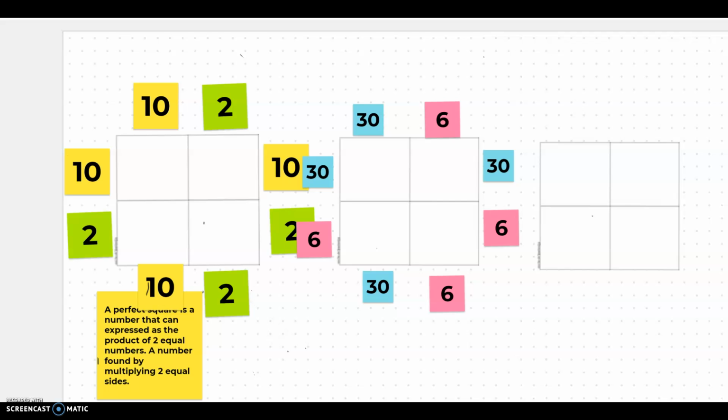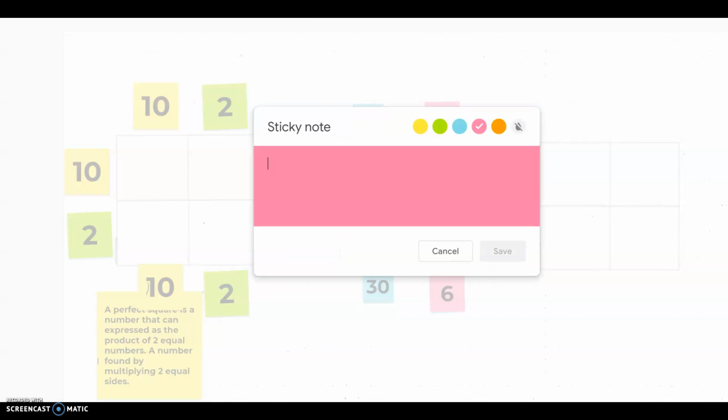So let's see, let's do 21. Okay, so I know that 21 is going to be 20 times 1, because 21 equals 20 plus 1 if I'm doing it in expanded form.